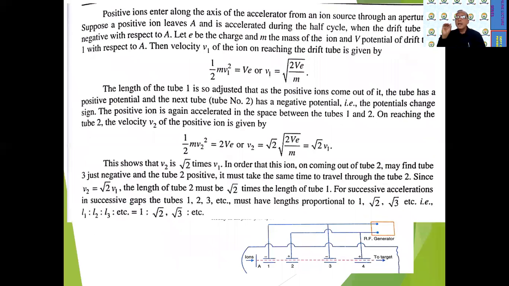The length of the tube is so adjusted that the positive ions come out of it. The tube has the positive potential, and the next tube has the negative potential. That means the potential changes sign. The positive ion is again accelerated in the space between 1 and 2, and on reaching tube 2, the velocity v2 of the positive ion is given by 1/2 mv2 square equals 2ve. First ve, the second time again ve, and alternately the velocity goes on as under root 1, under root 2, under root 3, and so on. The energy will increase, isn't it?